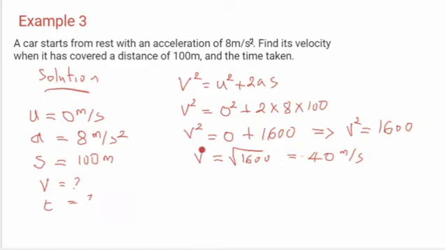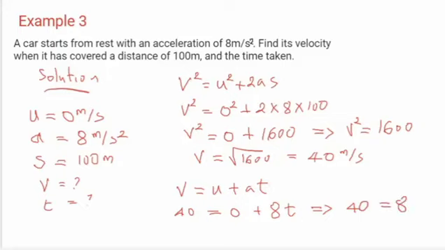To find the time taken, we can use any of the equations of motion that have time. So if we use V equals U plus AT, we can find this T. V is 40, so 40 equals U, which is 0, plus A, which is 8, T. 0 plus this is 0, so 40 will be equal to 8T. Divide both sides by 8.